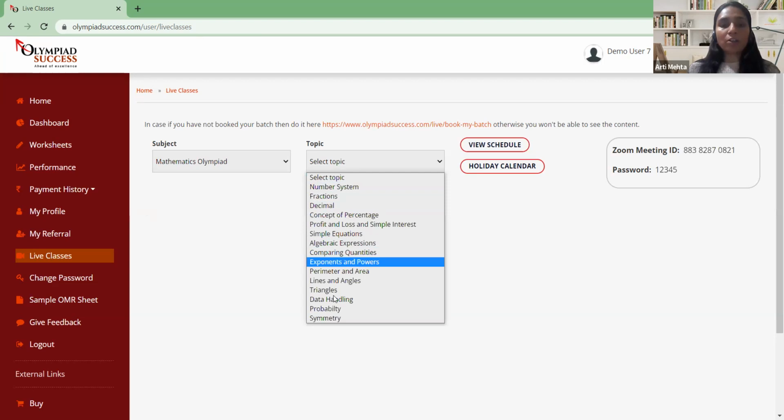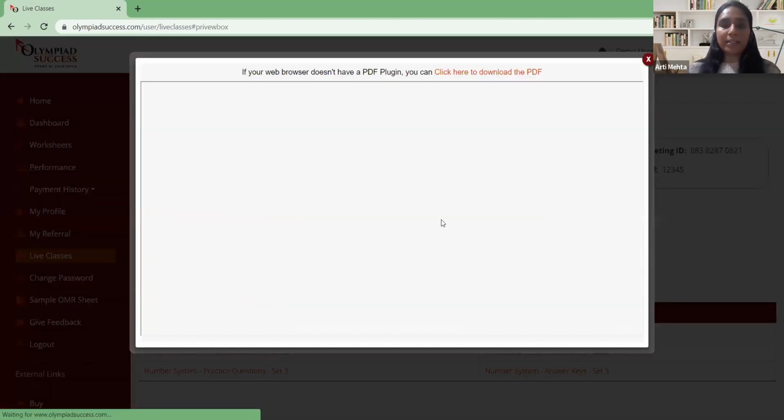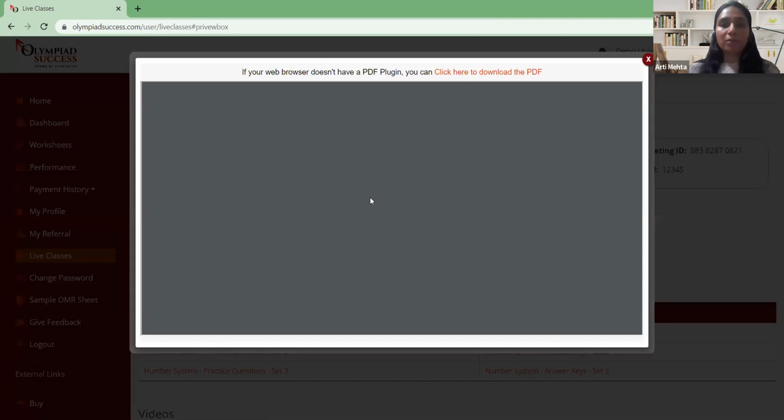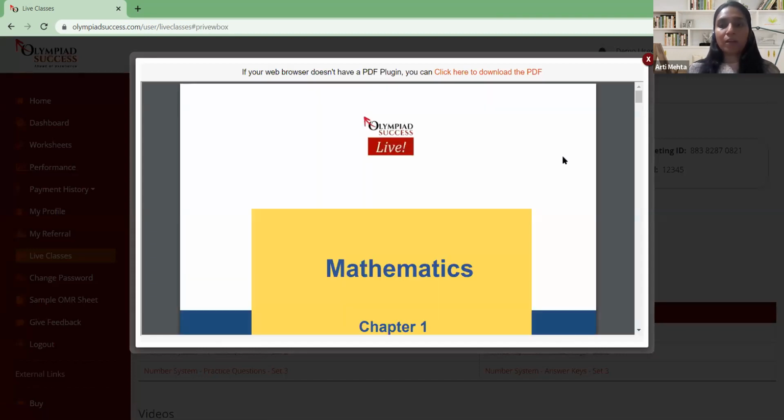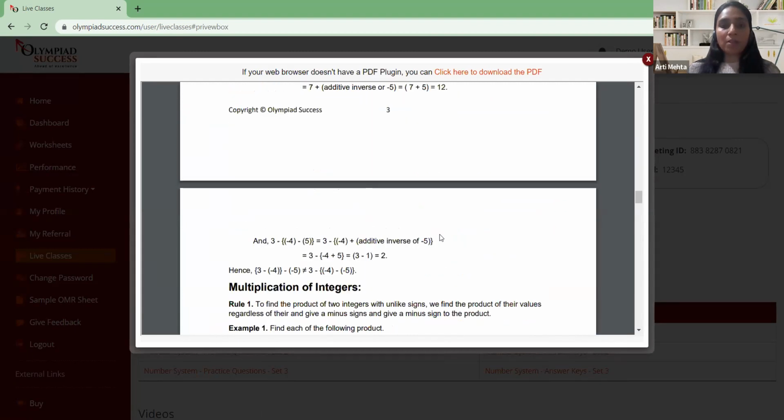You have to click on the topic. So let's say I would want to see the number system. Here you can see the number system reading material, practice questions, and answer key are available. Once I click on reading material, let's say it's set 1. We have 3 sets for this number system. So here the content for the number system is available.